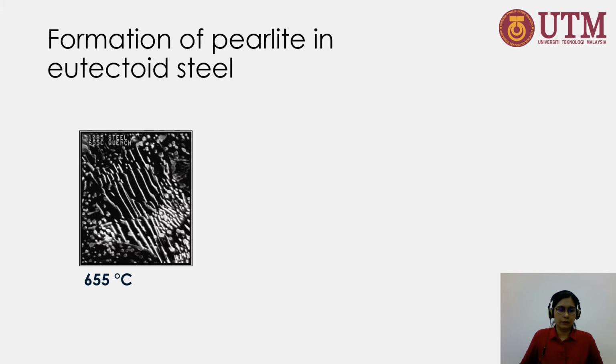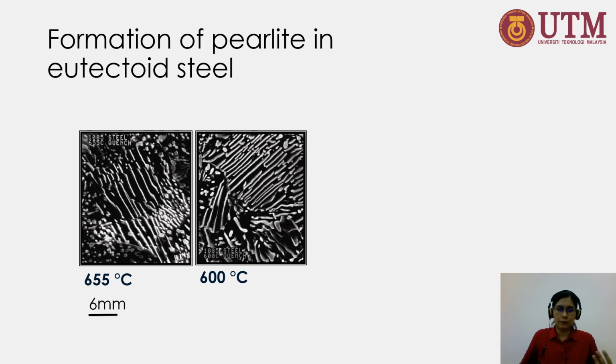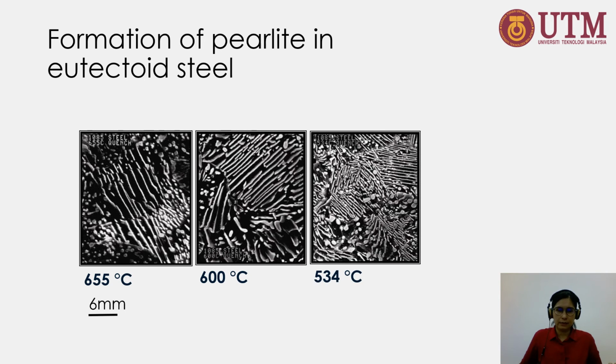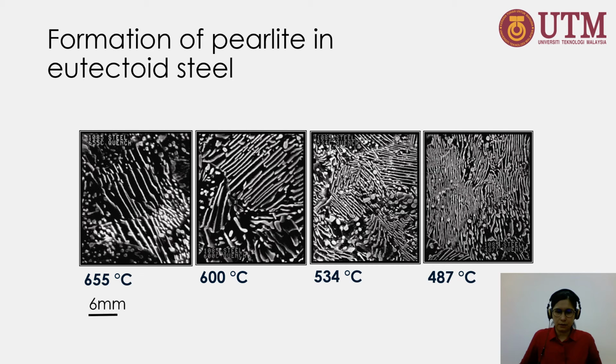So here I have the example of eutectoid steel, the microstructure of eutectoid steel that has been isothermally transformed at 655 degrees Celsius. I have one at 600 degrees Celsius, 534 degrees Celsius and 487 degrees Celsius. As you can see, when you choose the isothermal transformation temperature at a lower temperature, you would expect a fine grain microstructure. So all of this information you can get from the TTT diagram.